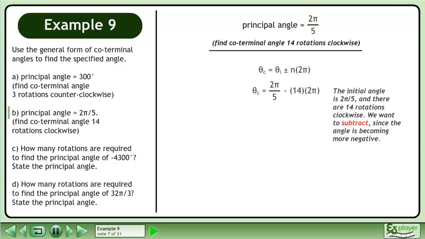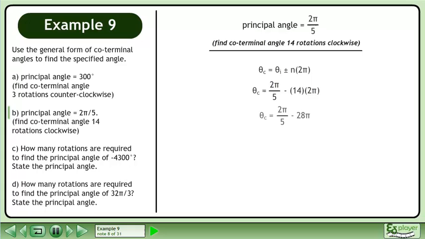The initial angle is 2 pi over 5, and there are 14 rotations clockwise. We want to subtract since the angle is becoming more negative. Simplify the expression. Get a common denominator of 5. Subtract to get negative 138 pi over 5. This is the coterminal angle after 14 rotations clockwise.